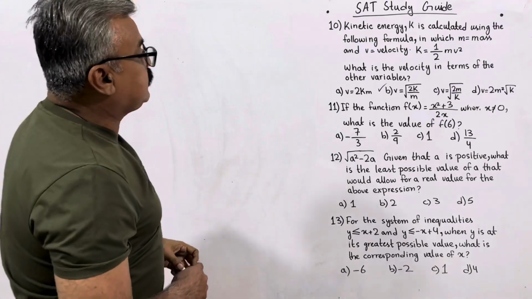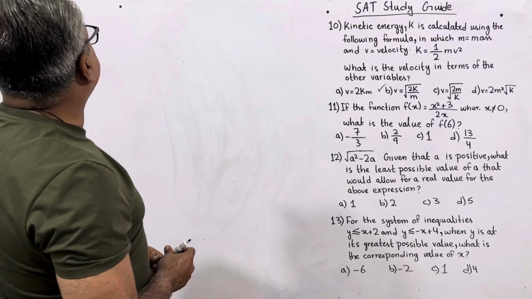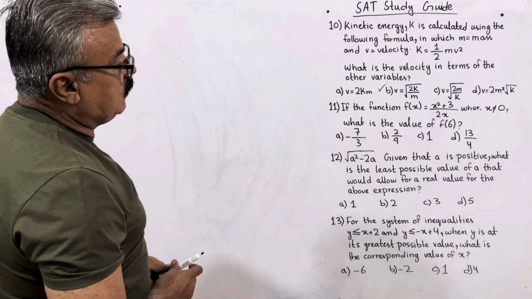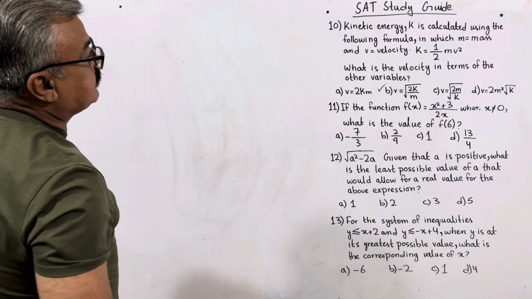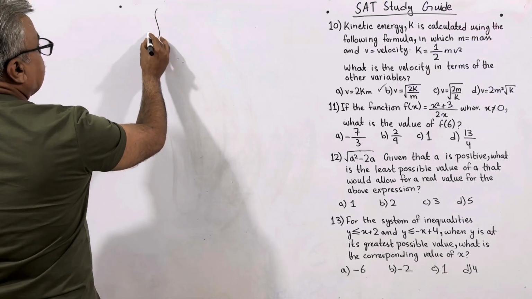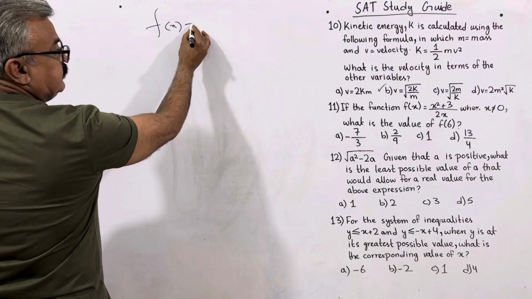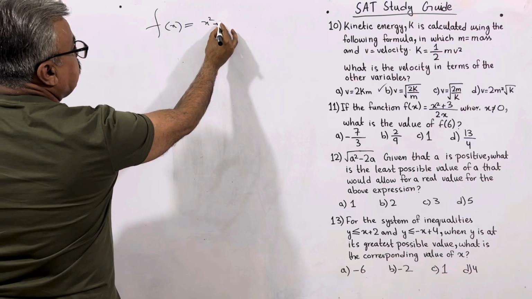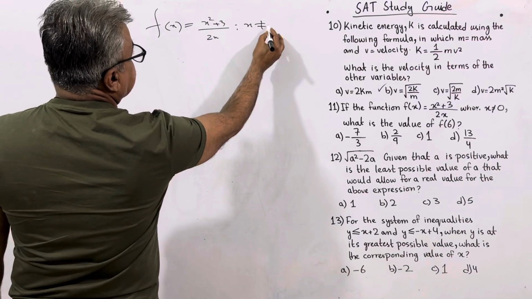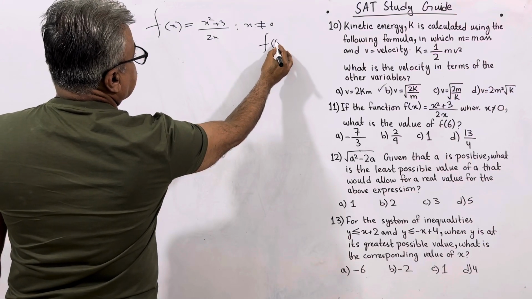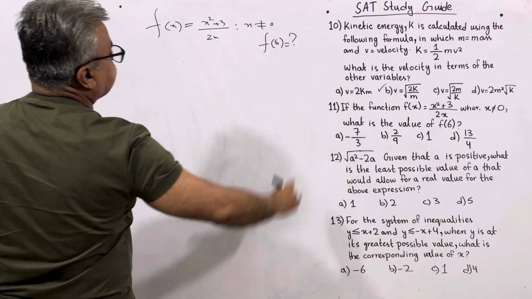Moving towards the next question, we are given that the function f of x is equal to x square plus 3 over 2x, where x does not equal 0. What is the value of f of 6? We are asked to find f of 6.